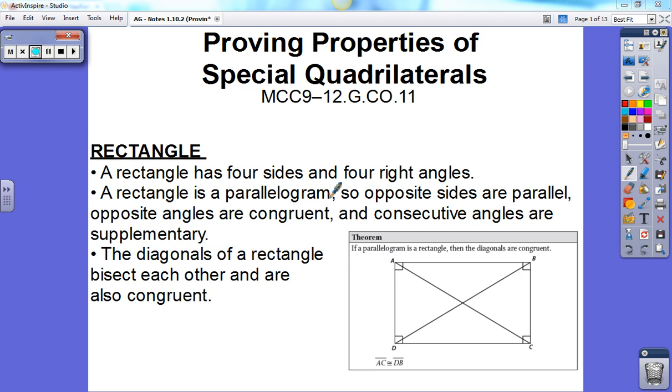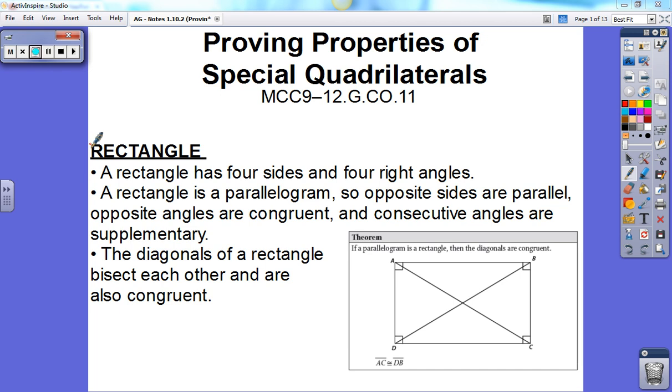This lesson is going to go through proving properties of special quadrilaterals. So we've already looked at parallelograms, and now we're going to look at special quadrilaterals. And if you recall from coordinate algebra, we've gone through these properties before, so we're going to go through them fairly quickly to get to the examples at the end.